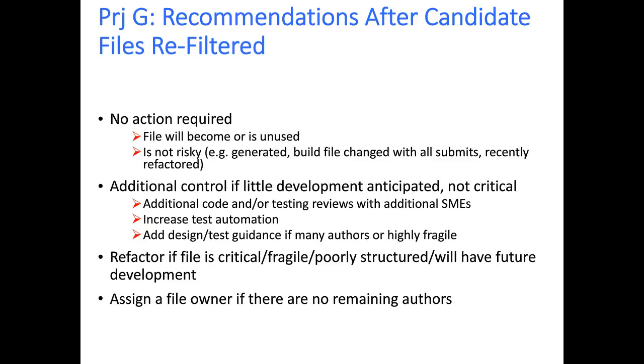Now, in some cases, critical parts of the code where major new functionality is being added, and in these cases, the project decided to re-implement a significant portion of that core functionality with the hope that perhaps re-implementation would be easier to maintain and perhaps have a higher quality. In some cases, when the file perhaps isn't very critical, yet there's no longer any author who's authored that file, assigning file ownership was an action that was suggested in this project G.